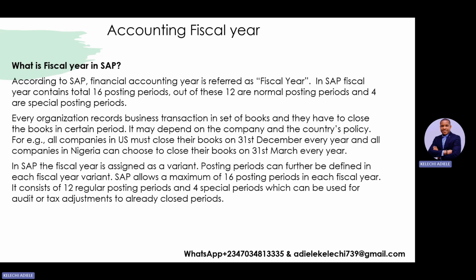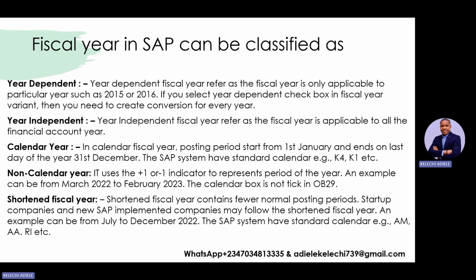Every organization records business transactions in a set of books, and they have to close their books in a certain period. So it may depend on the company and the country's policy. For example, all companies in the US must close their books as at 31st of January every year, and companies in Nigeria can choose to close their books on the 31st of March every year. So it just depends on company policy and, of course, country regulations on what your fiscal year should be.